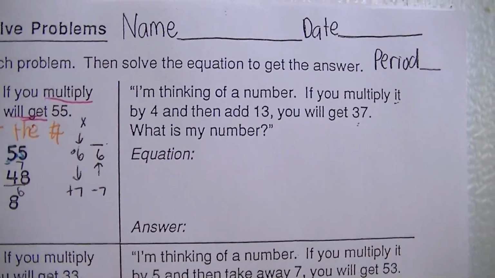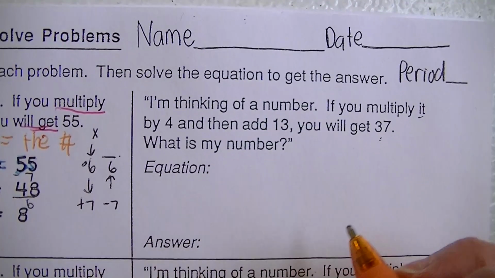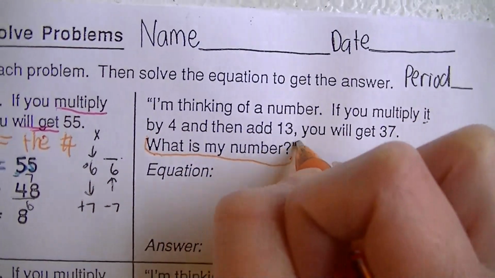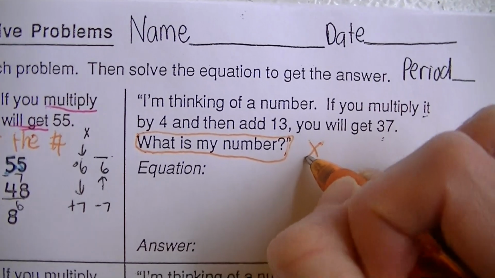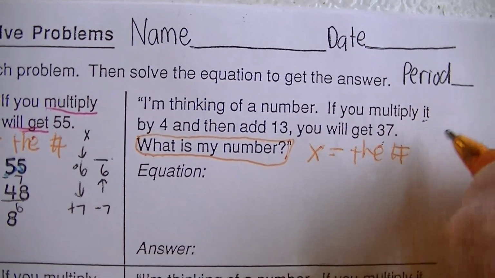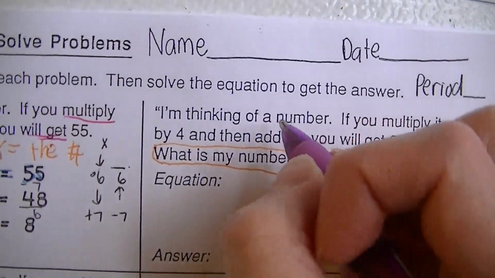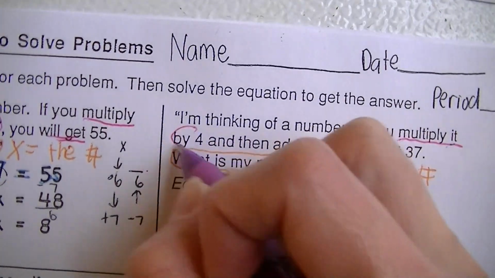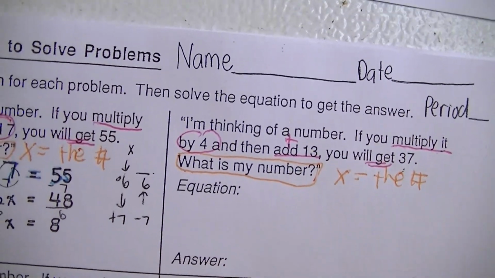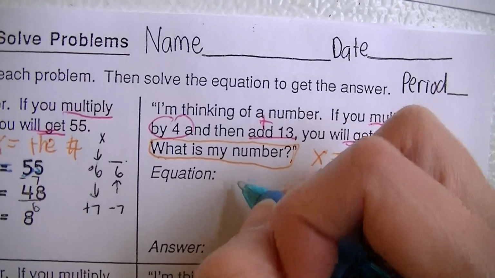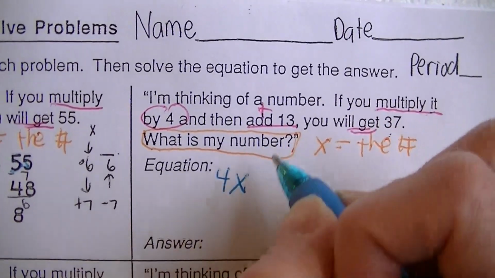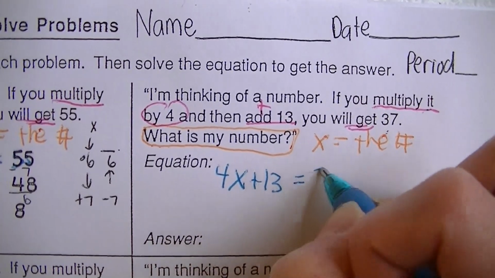Next one. Thinking of a number, if you multiply it by 4, then add 13, you will get 37. What is my number? So my variable, I'm going to use the variable of x, and that's going to represent the number. Okay? And circle and underline keywords and phrases. So you're going to multiply that number by 4, then you're going to add 13, and you'll get 37. So when you're building your equation, you're going to start with x. And then it looks like you multiplied it by 4, and then you added 13, and you'd get 37.